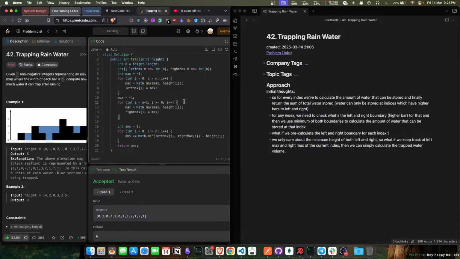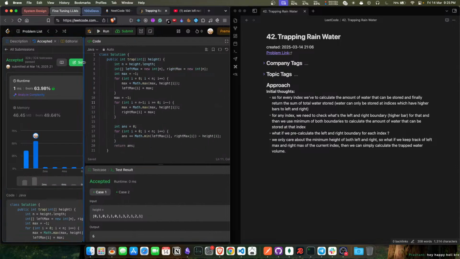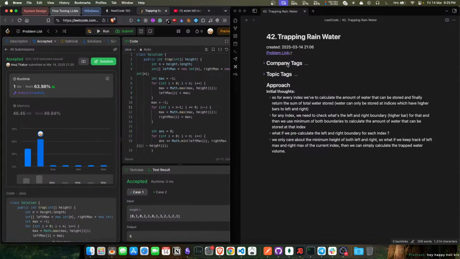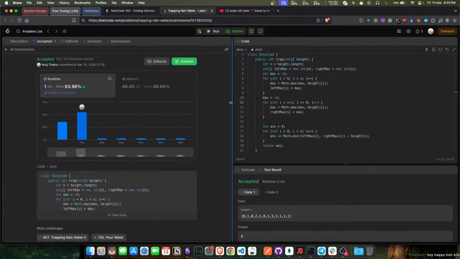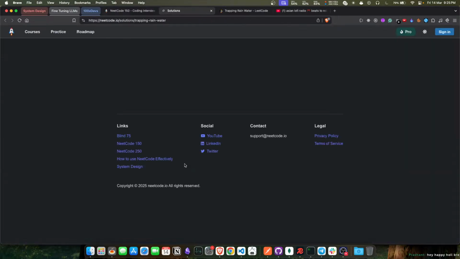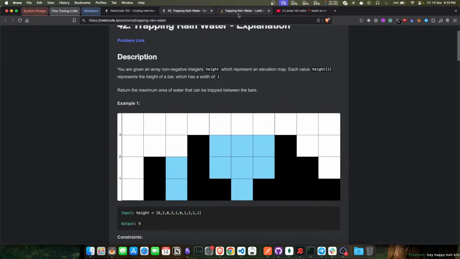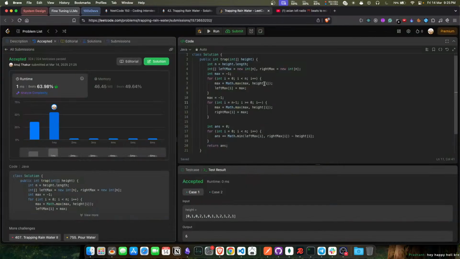Let's try and run it for the whole question. And yeah, yep, it works. But can it be more optimized? I don't know that. Let's see. Like, can it be more optimized in any way?